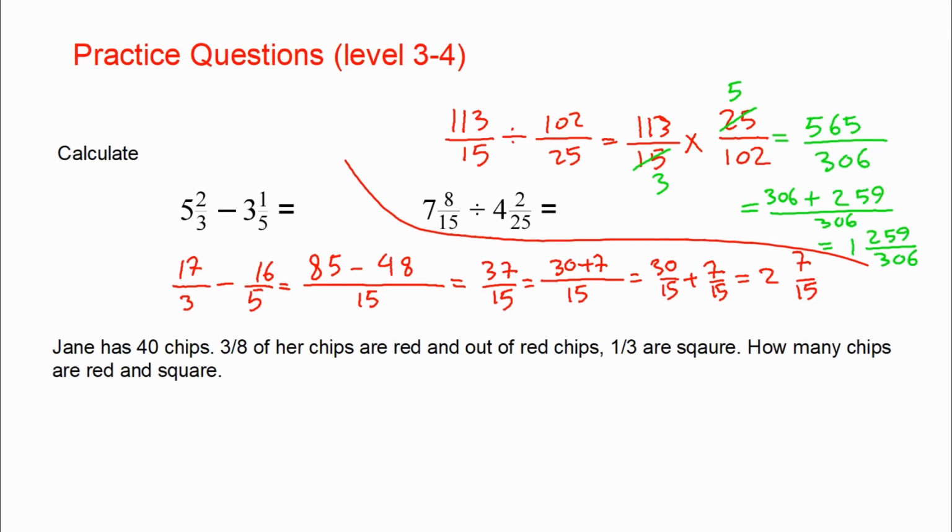The final question in here says Jane has 40 chips. 3 over 8 of her chips are red, and out of red chips, 1 over 3 are square. How many chips are red and square? So, first of all, we need to find out how many chips are red. So we have 40 in total, but 3 over 8 of them are red.